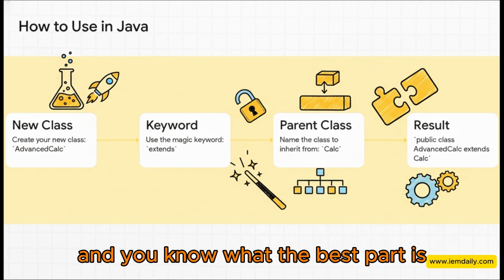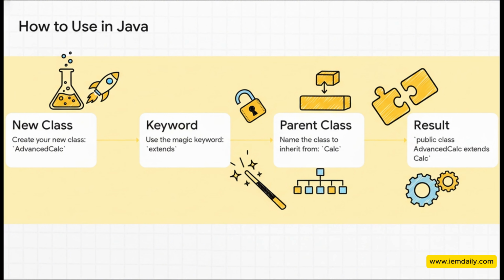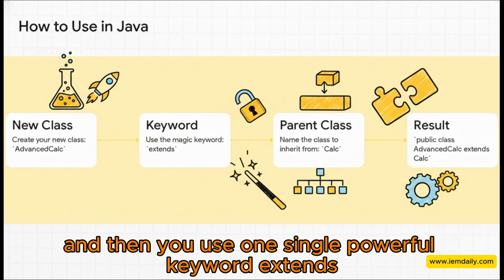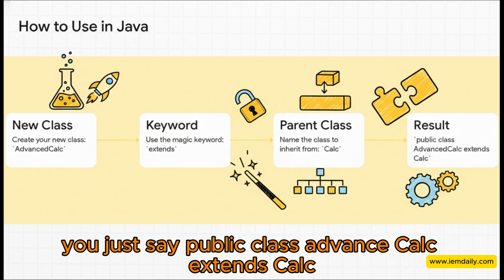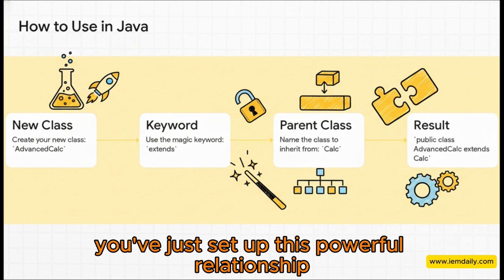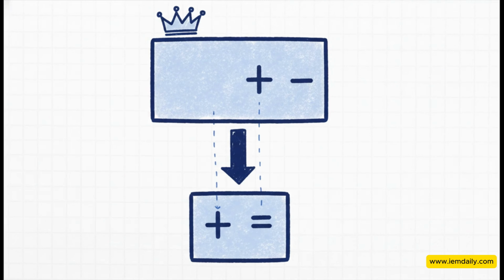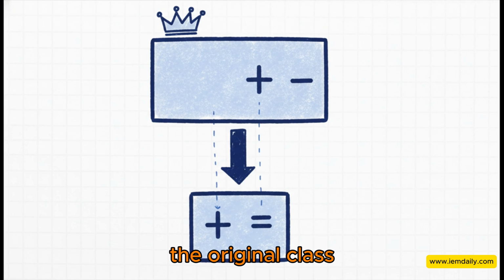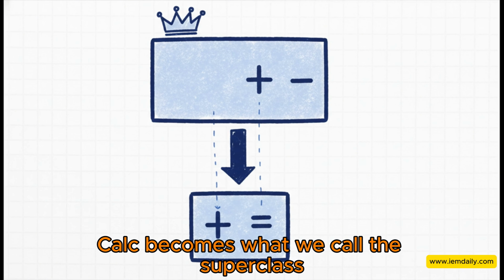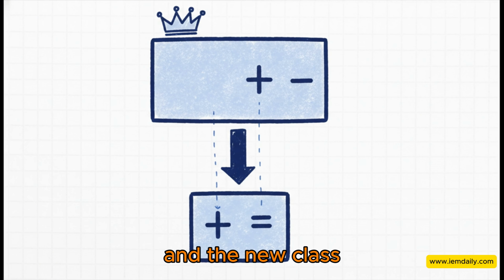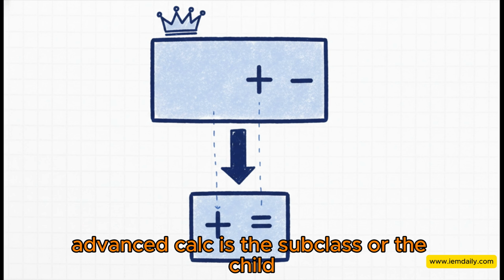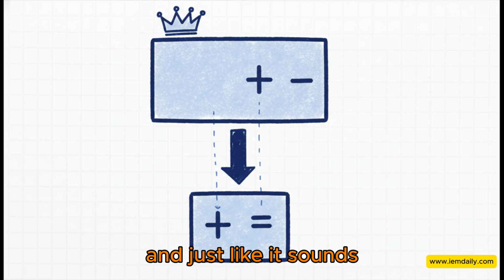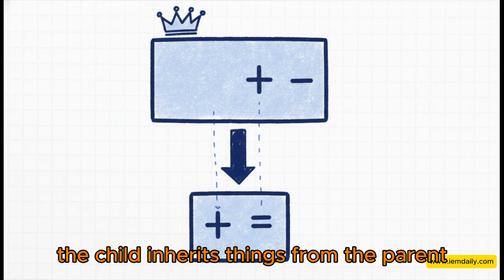And you know what the best part is? It is so simple to do in Java. All you do is create your new class, AdvancedCalc, and then you use one single powerful keyword, extends. You just say, public class AdvancedCalc extends Calc. That's it. One word. You've just set up this powerful relationship. This extends keyword creates a really clear relationship. The original class, Calc, becomes what we call the superclass, or more simply, the parent. And the new class, AdvancedCalc, is the subclass, or the child. And just like it sounds, the child inherits things from the parent.